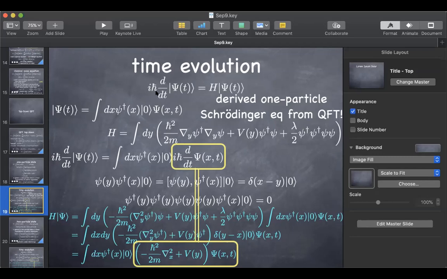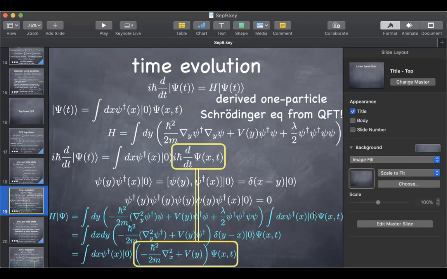This is the same either in quantum mechanics or quantum field theory. What you do is work out both sides. Time derivative acting on the state: time dependence is only on this wave function part of the state, so that's what you get, the time derivative of the wave function. On the other hand, the Hamiltonian is given by this field operator, and this is a little complicated part. You act this field theory Hamiltonian on the state you created.